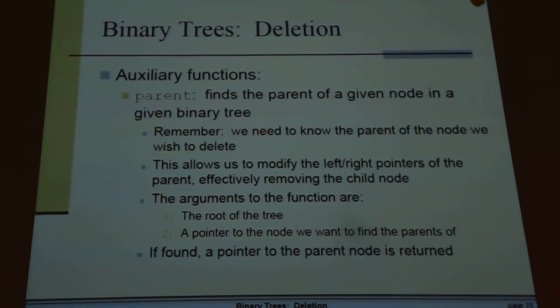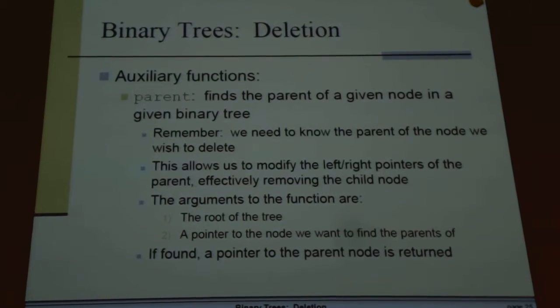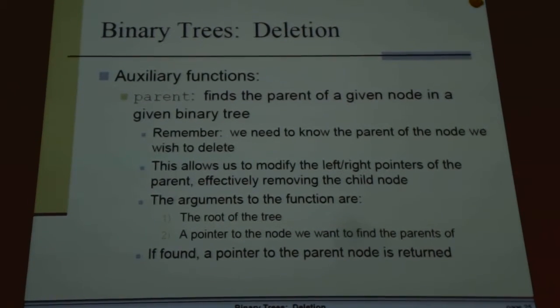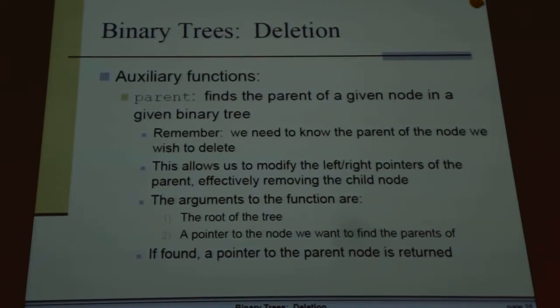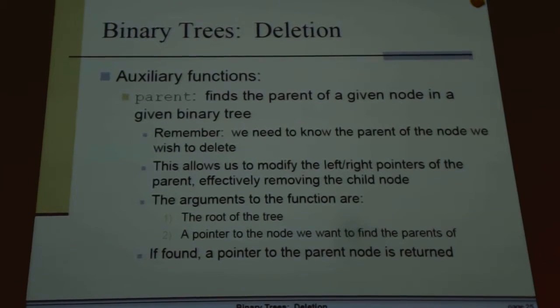So the parent, we need to find the parent of that node. And so we know the parent of the node we want to delete. Without that, if we don't fix the relationship between the parent and the next level down, we're going to lose a whole bunch of nodes. Here, it lets us modify our left and right pointer of the parent. So you're breaking that relationship where it was pointing at the node you wanted to delete, and updating it to the new structure.